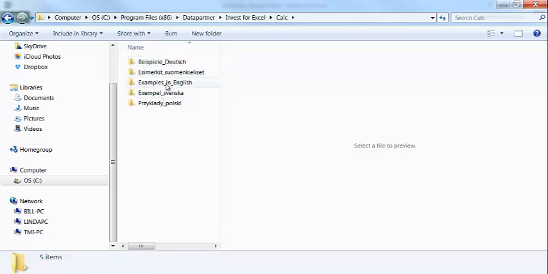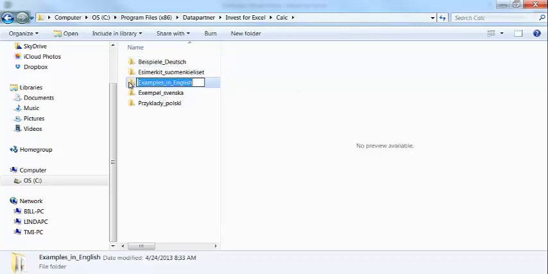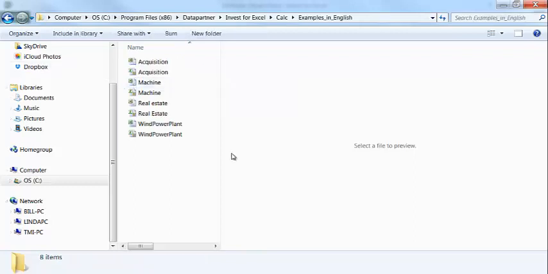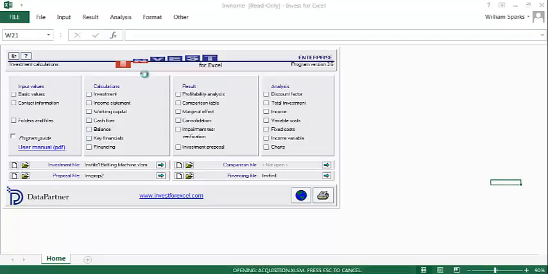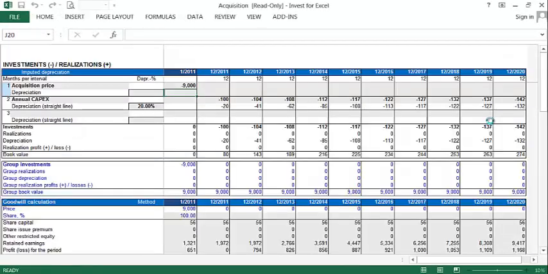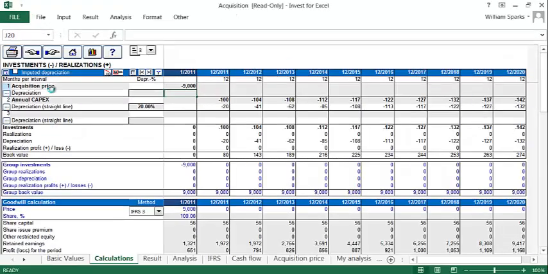Now let's look at corporate acquisition and valuation. In English, here are all the examples that come with the program. And there you have acquisition. And you take the newer one. Yeah, I guess it's that one.